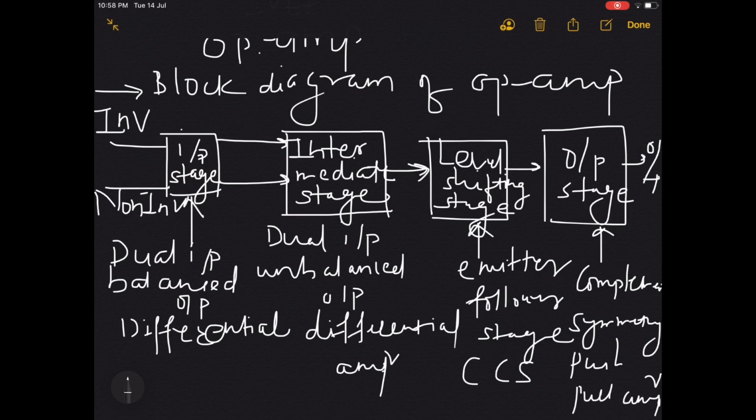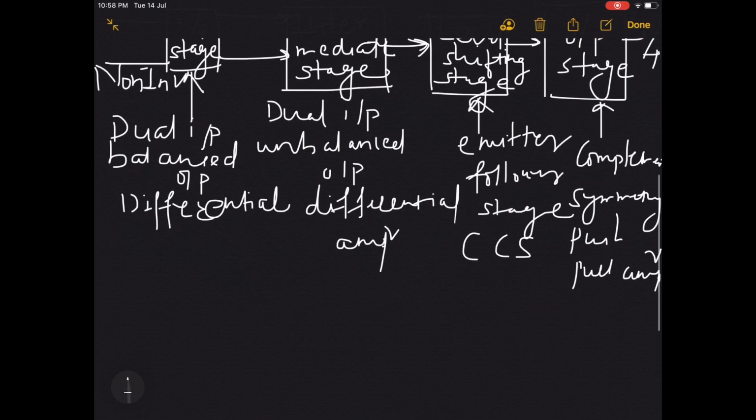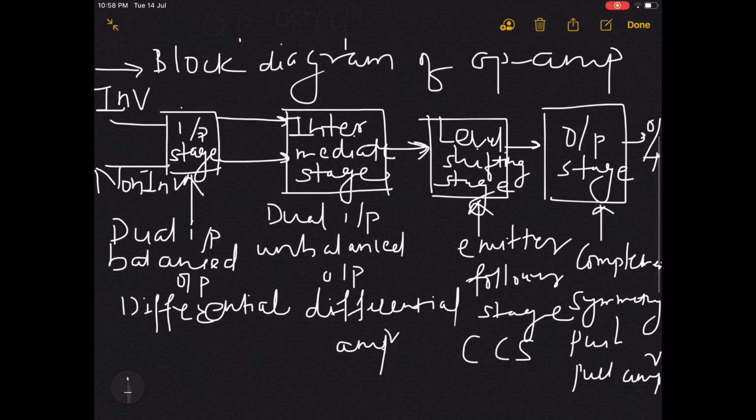So what are the uses of these blocks? First is the input stage, the differential amplifier. As we know, a differential amplifier amplifies the difference between the two inputs. There are two inputs, there may be two outputs, so dual input, balanced output. There may be two inputs, one output, so dual input, unbalanced output. There are four combinations of this circuit.